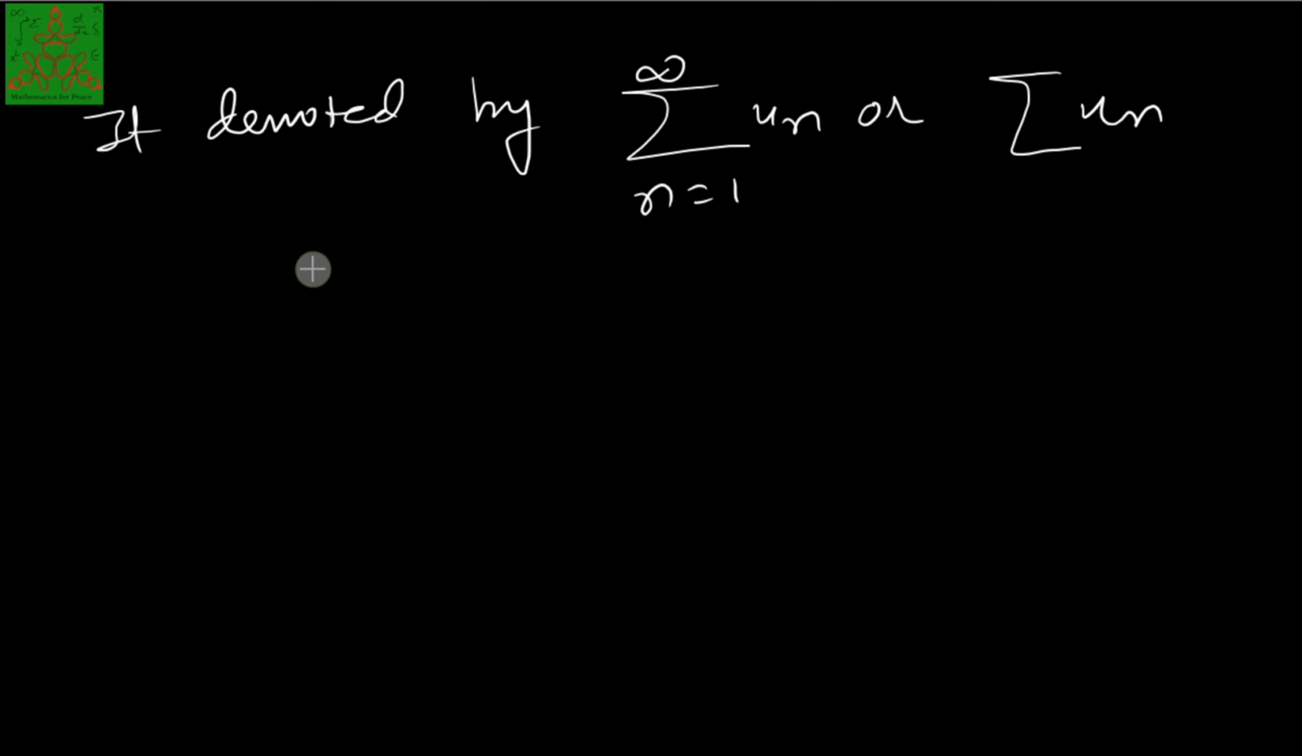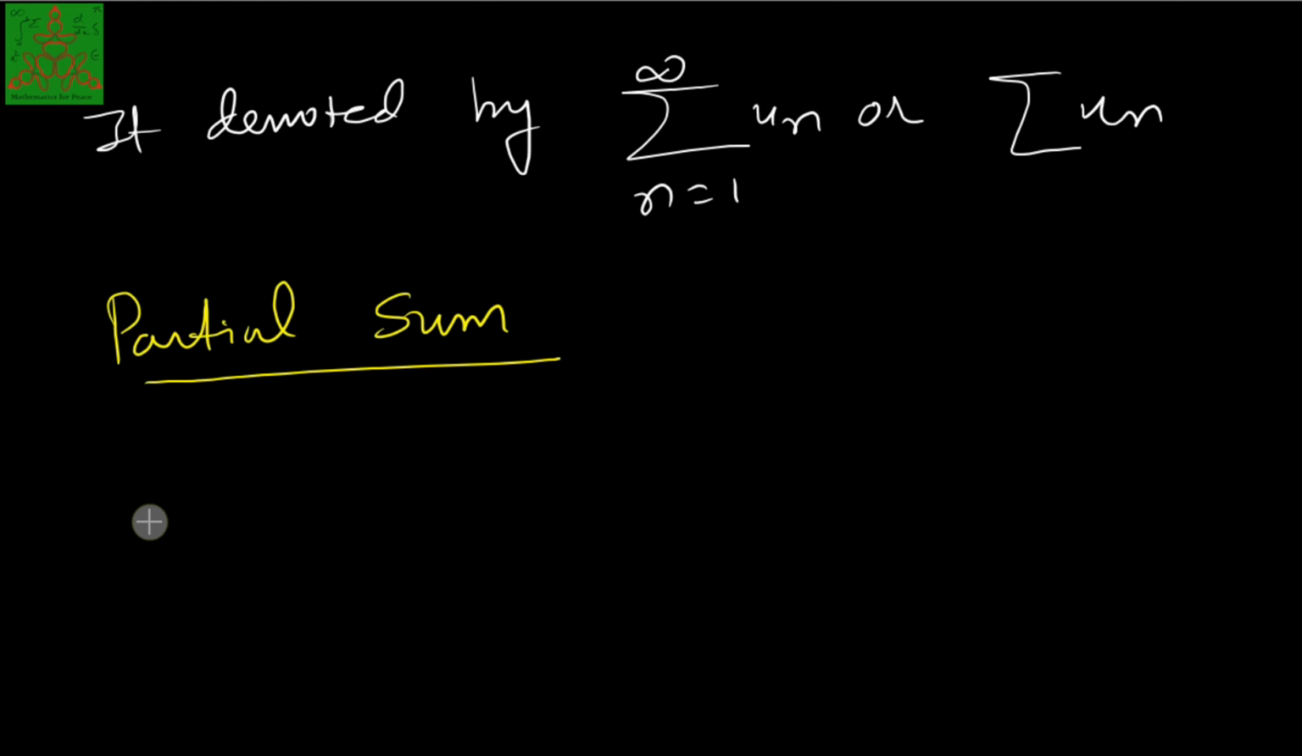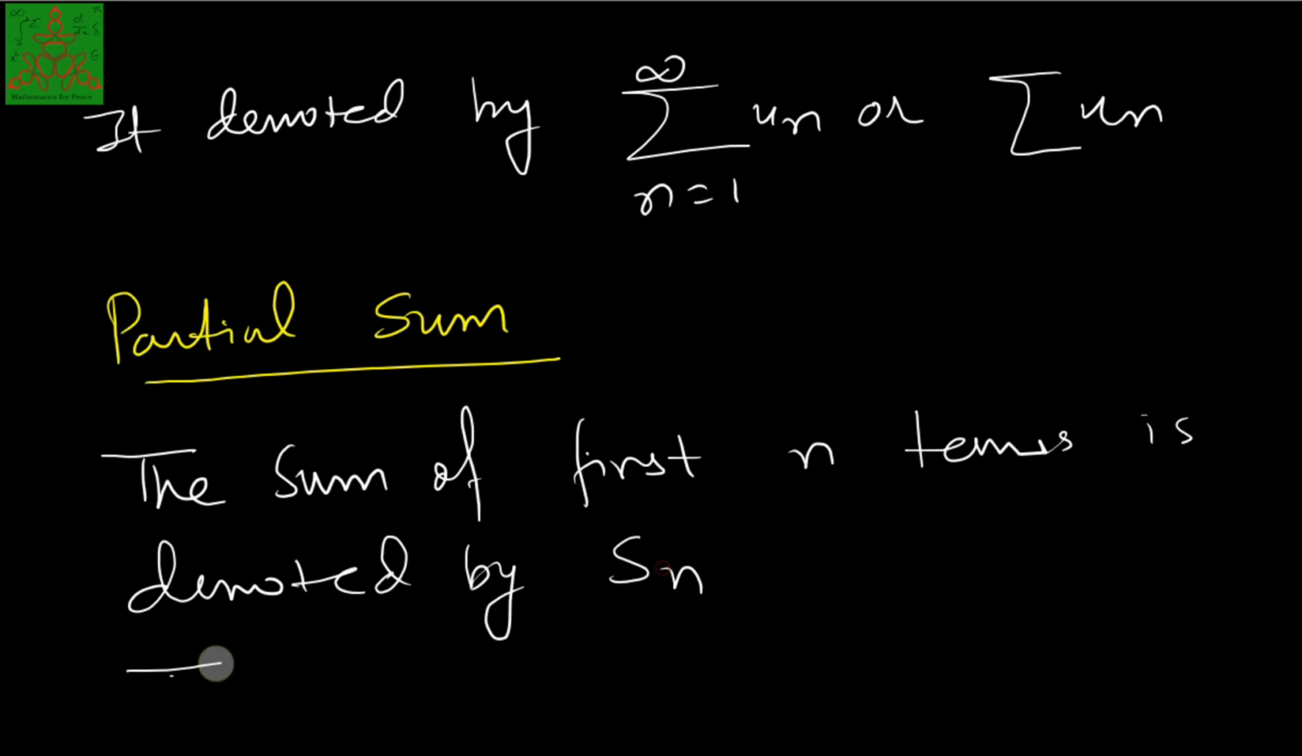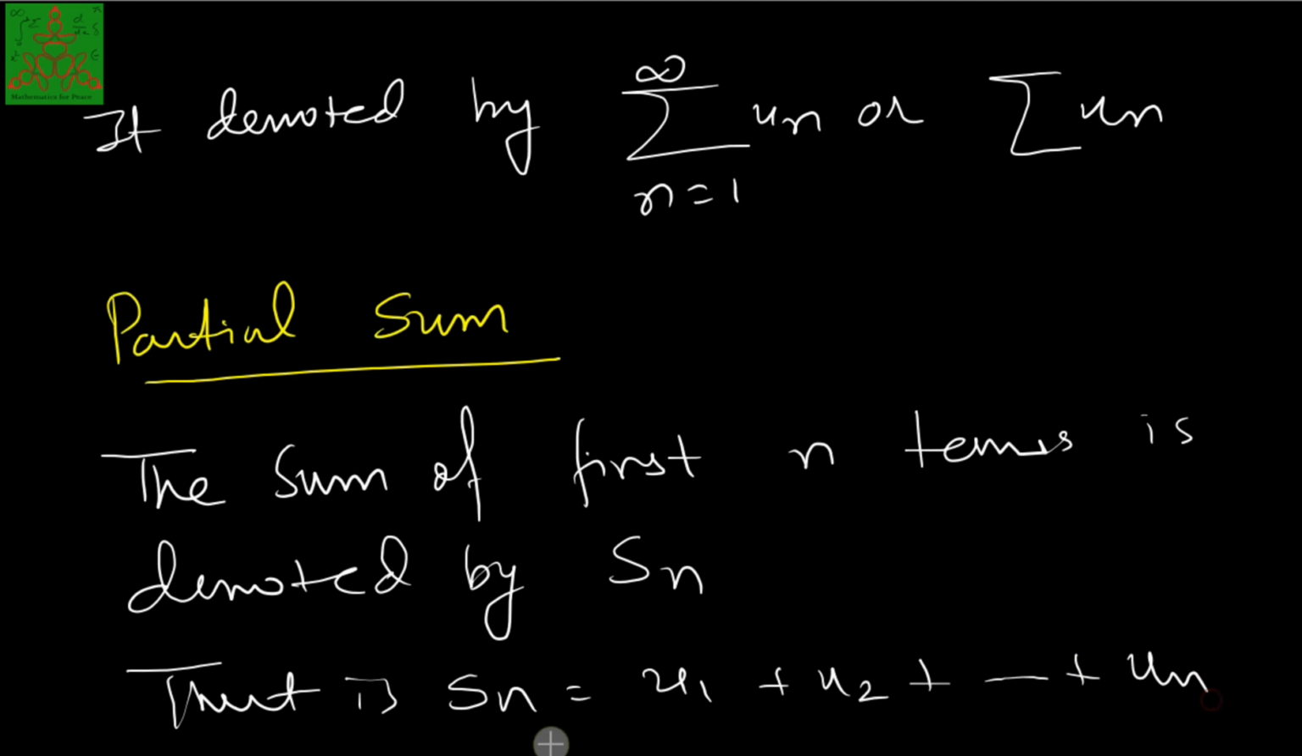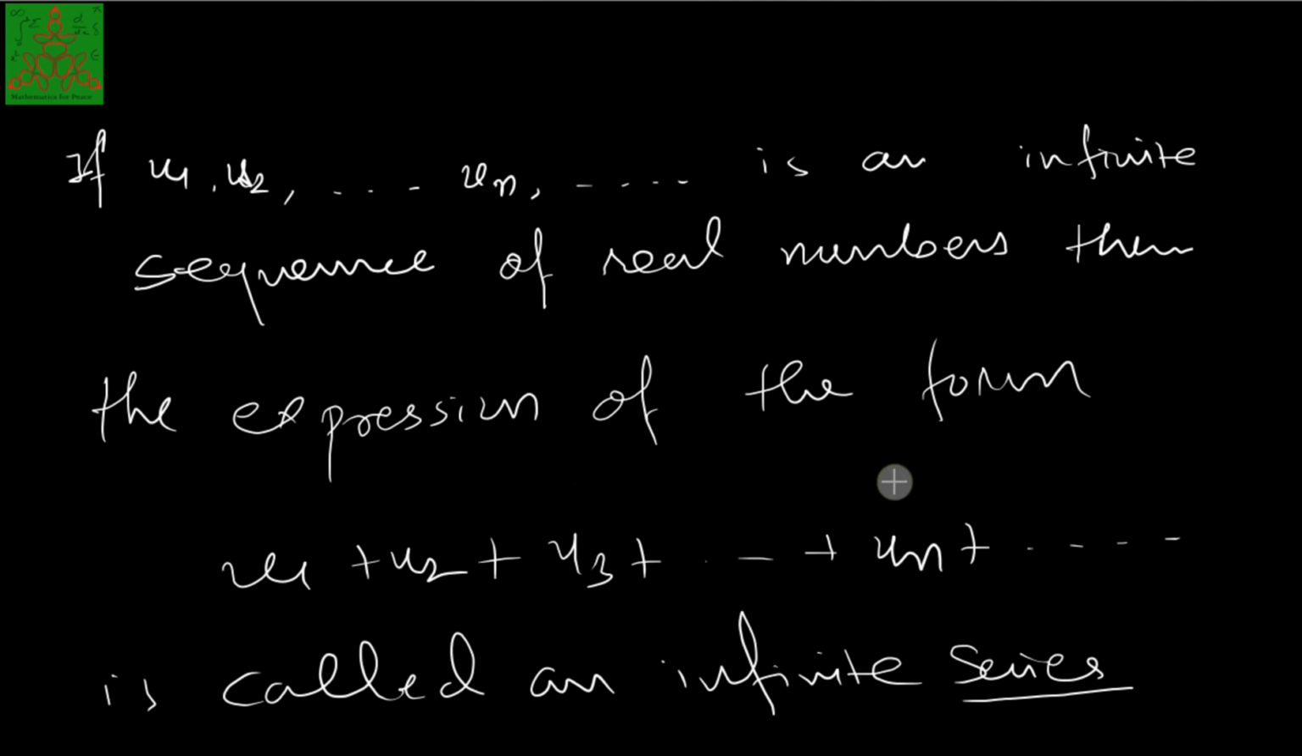To understand the convergence and the divergence of the series, we should understand what we mean by the sum of the first n terms. It is also known as a partial sum. The sum of the first n terms is denoted by Sn. That is, Sn is equal to u1 plus u2 plus up to un. If there are finite terms in this expression, then it is called a finite series.